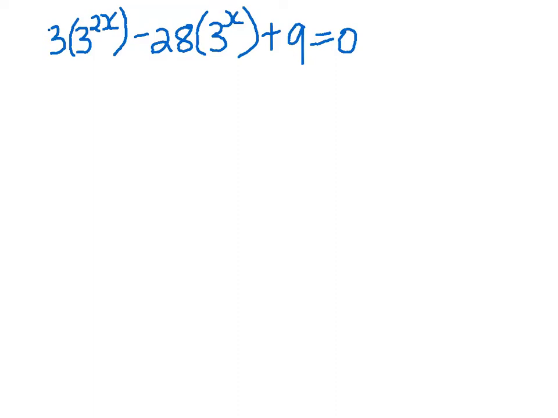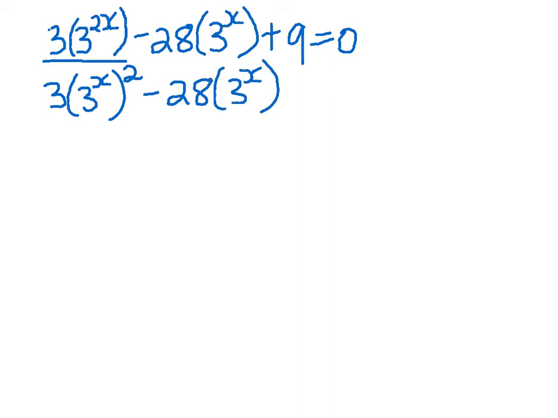Hello again, we're going to do another solving an indice problem. This time, you can have a look at it and you might be able to recognise that this could become a quadratic. So with this first term here, we can change that and we can say that's 3 times 3 to the x squared. This is 28, 3 to the x, and this is plus 9.